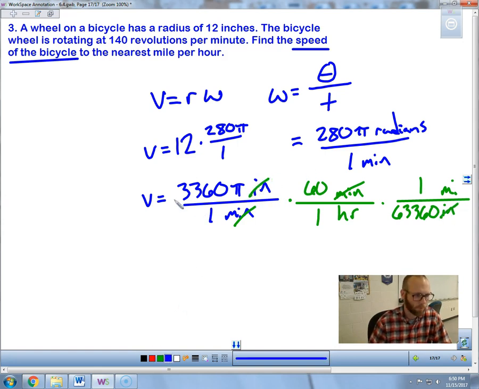And there we go. Now, I'm going to multiply out here. It's going to have a pi in it. I want something a little bit easier for me to understand, so I'm going to approximate. I'm going to multiply my numerator, 3,360 pi times 60. I'm going to divide it by our denominator. Here we go. And I get about, well, this is really close to 10, about 10.0 miles per hour.